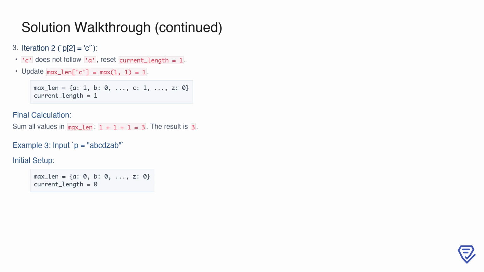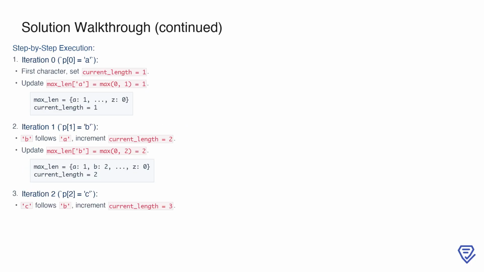After processing all the characters in the string, the max_len dictionary shows that the longest substrings ending in c and a both have lengths of 1. To calculate the result, we sum the values in max_len, which gives 1 plus 1 equals 2. This is the total number of distinct substrings in the wraparound string for this input.